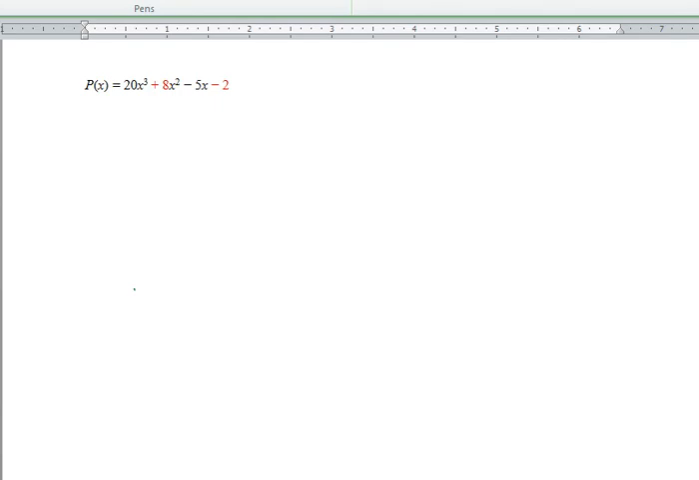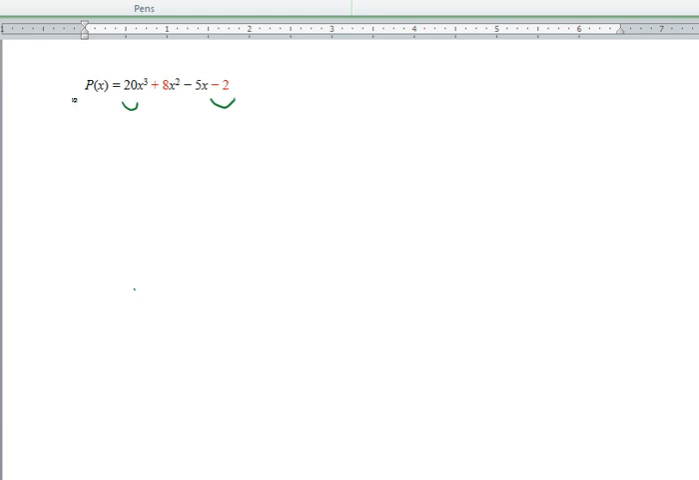Here we have the polynomial p of x equals 20x cubed plus 8x squared minus 5x minus 2. And we are to find the rational zeros using the rational zero theorem and our graphing calculator. Our constant term is -2. Our leading coefficient is 20.